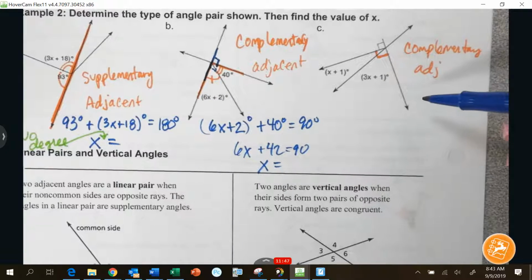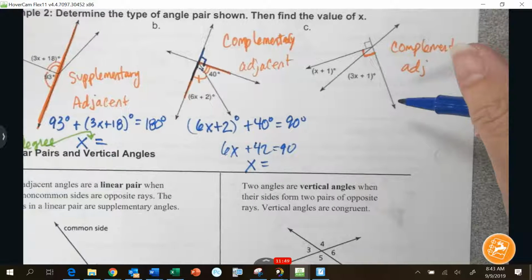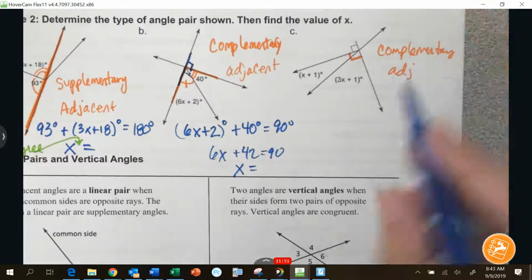And then the last one. Emily, can you help me set up an equation for this last one?